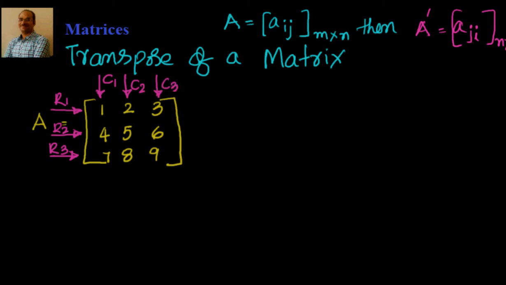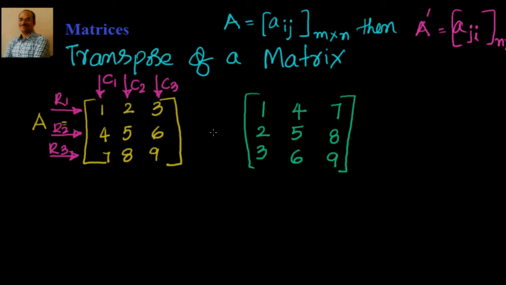Now, if I interchange the rows as columns, that means the first row is 1, 2, 3. Now I make it the first column. I will write 1, 2, 3. The second row 4, 5, 6, I will write as the second column. Now the third row I will make it the third column. Now this matrix, the resultant of interchanging the rows and columns, is called the transpose of a matrix.